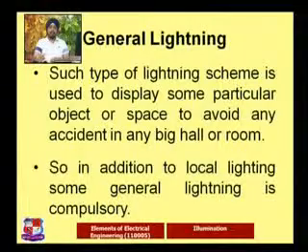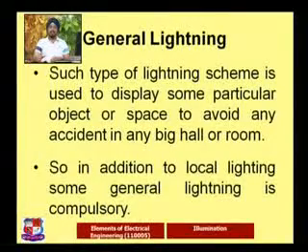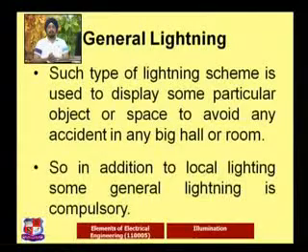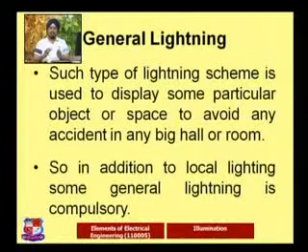So that shadows or the gloomy parts are going to be overcome in the case of general lighting. What happens in the industrial area is that the chance of accidents is going to be there if we use only local lighting. So in addition to the local lighting, some general lighting is also going to be compulsory, so we can see the object or the space which is not covered by the local lighting.